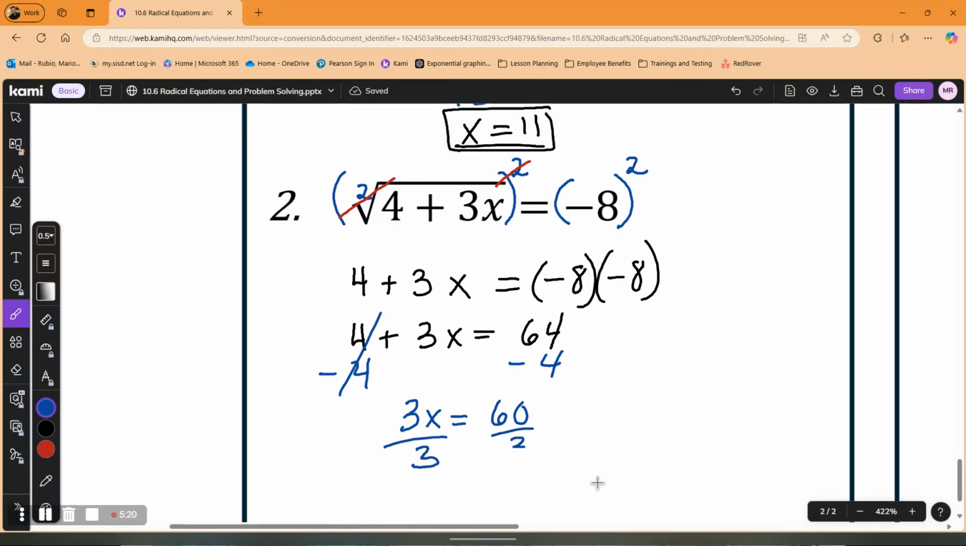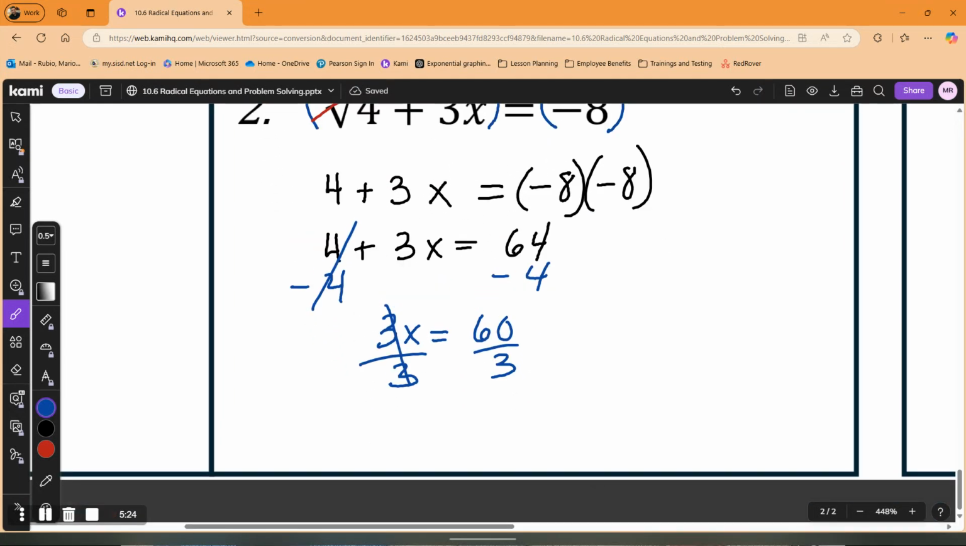Divided by 3, divided by 3. x equals 60 divided by 3, which is 20.